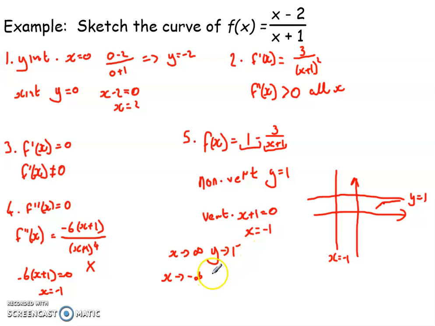So as x tends towards negative infinity, y is going to approach the 1, just as we expect, but it's going to be above the 1. So it's going to approach it from this direction here. So there's my asymptote extended a bit.